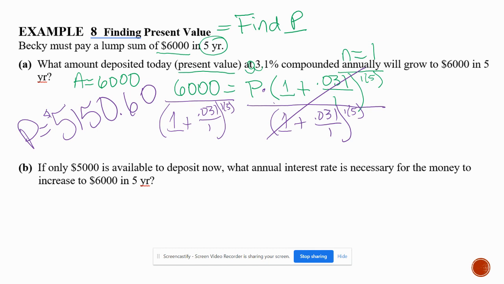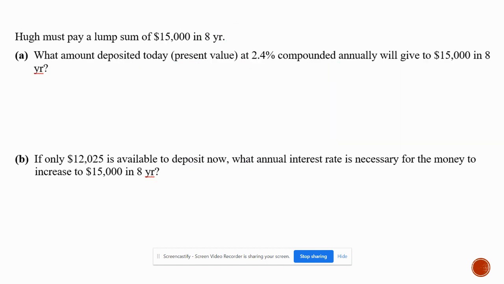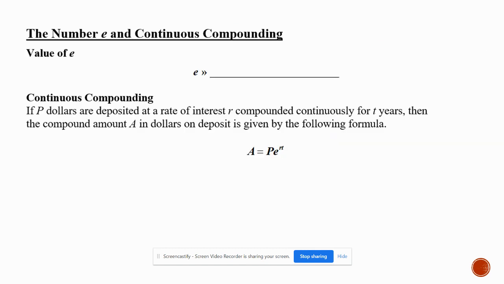So if we only have 5,000, the annual interest rate, we're not going to do these ones right now. We're going to go all the way to E.